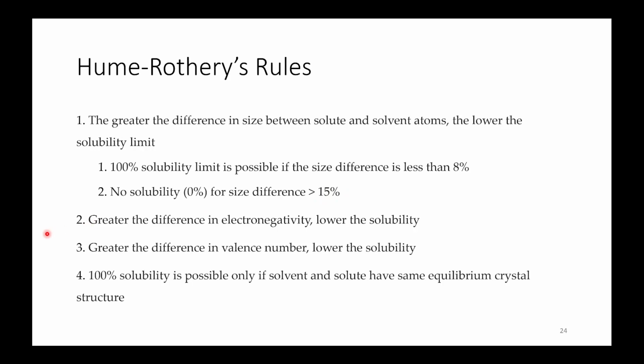Greater the difference in electronegativity, lower will be the solubility, because there will be more chances of formation of compounds. Greater the difference in valence number, lower will be the solubility. And 100% solubility is possible only if the solvent and solute have the same equilibrium crystal structure. For example, FCC in case of copper and nickel.